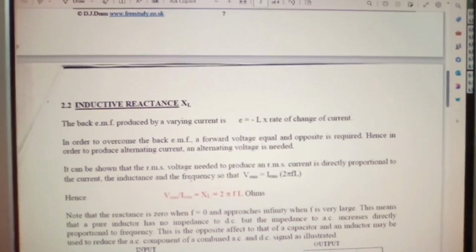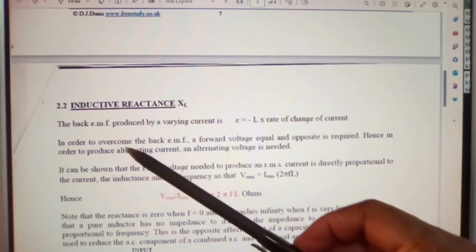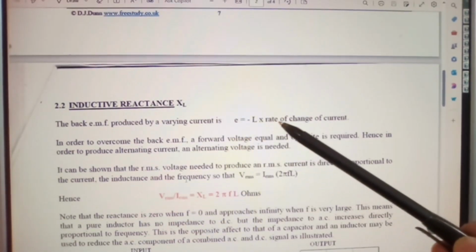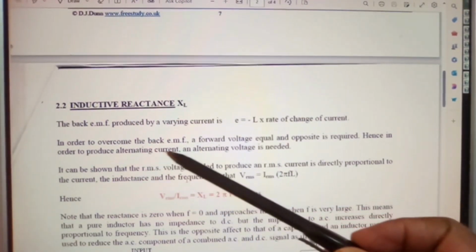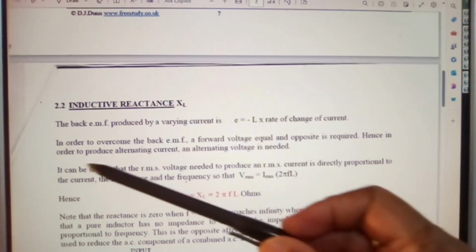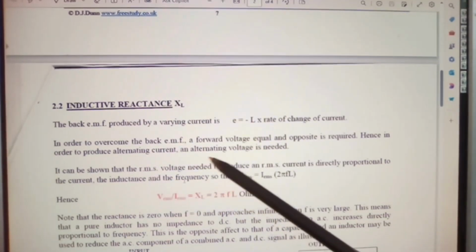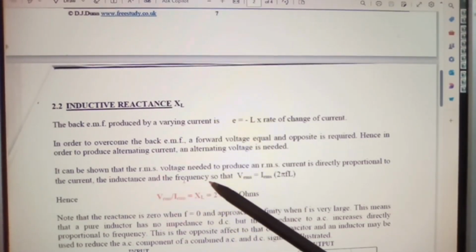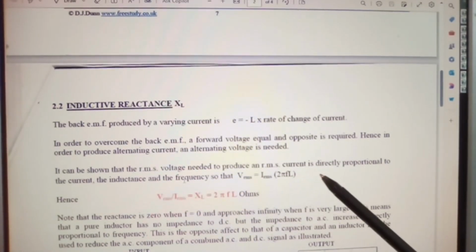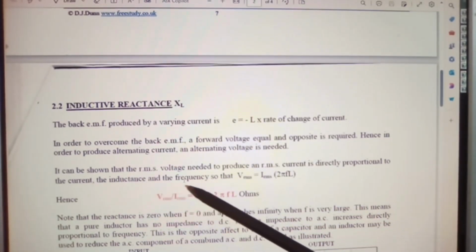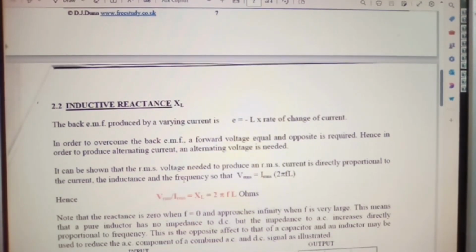Now inductive reactance, XL. The back EMF produced by a varying current is E equals minus L times the rate of change of current. In order to overcome the back EMF, a forward voltage equal and opposite is required. Hence, in order to produce alternating current, an alternating voltage is needed. It can be shown that the RMS voltage needed to produce an RMS current is directly proportional to the current, the inductance, and the frequency, so that V RMS equals I RMS times 2 pi FL.